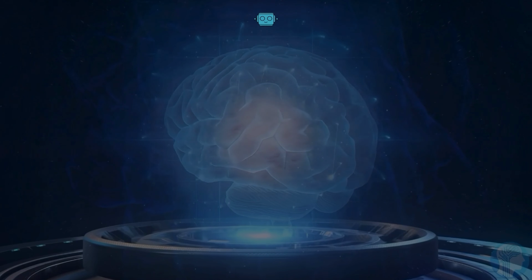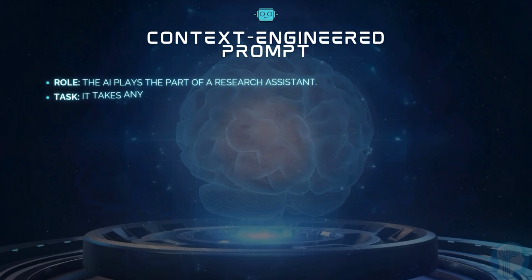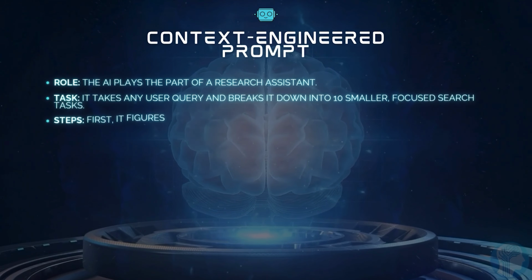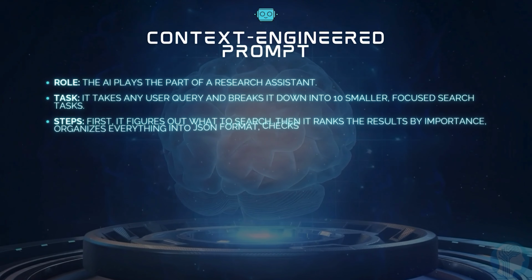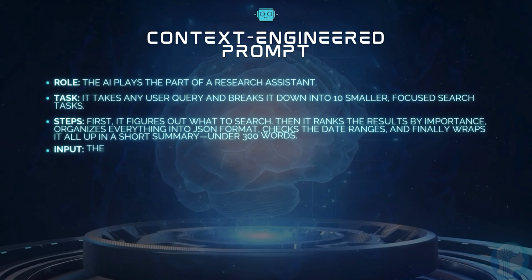Let's take a look at a context engineering prompt. To see context engineering in action, let's look at a simplified version of the Research Planner Agent from the Prompt Engineering Guide, the link of which will be in the description. Imagine you're building a system that plans a research project. You have a search planner agent whose job is to break down complex queries into specific search subtasks. To make this work, here's how it should be set up. It should assign a role. The AI plays the part of a research assistant. A task. It takes any user query and breaks it down into 10 smaller focused search tasks.